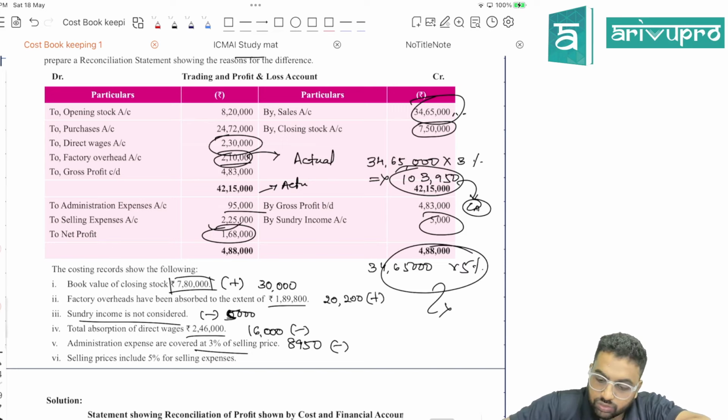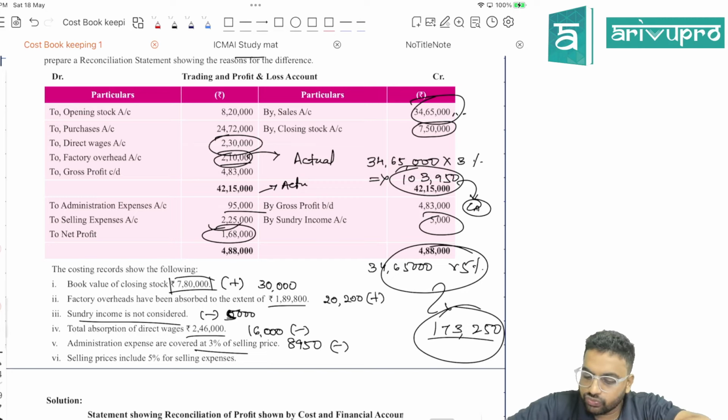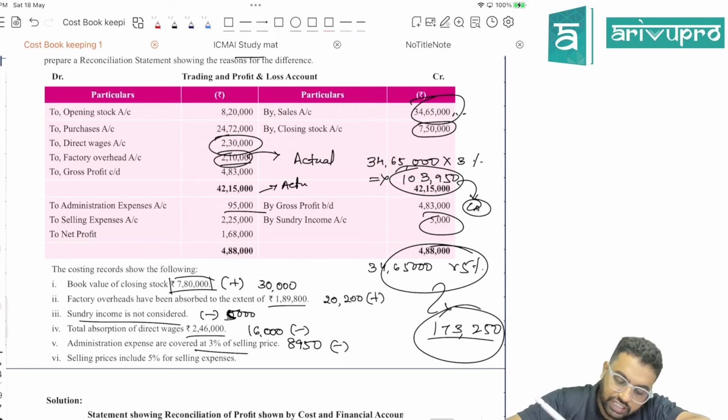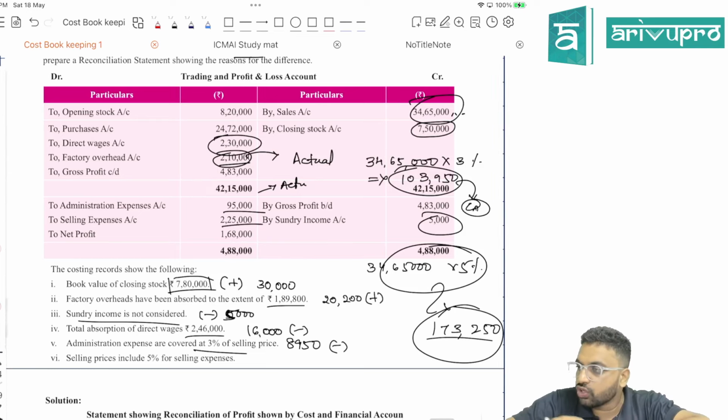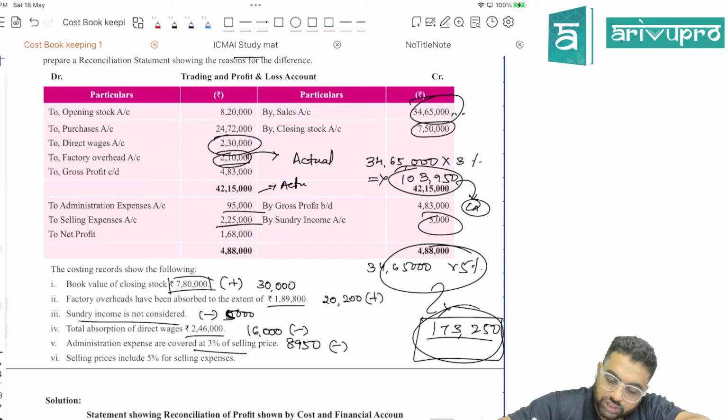It will come to around 173,250. Okay, sir. But in books, how much are we recording, sir? We are recording 225,000 under absorption, over absorption. We are showing more in the books, because in costing we are showing only 173,250. In books, we are showing 225. So in costing, we showed less cost, which means more profit.